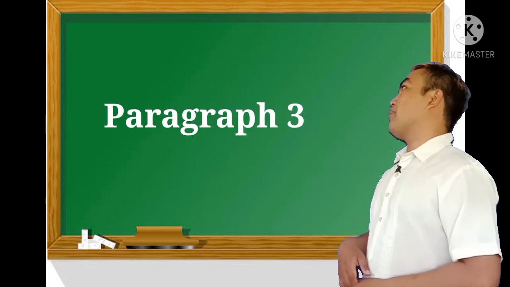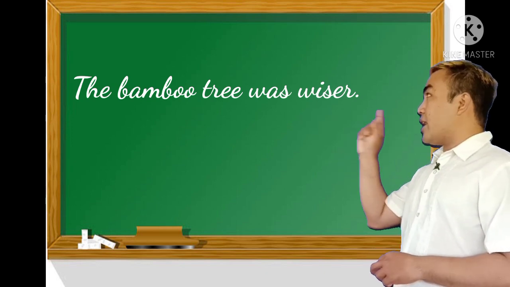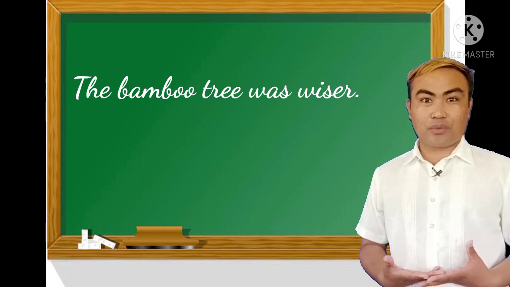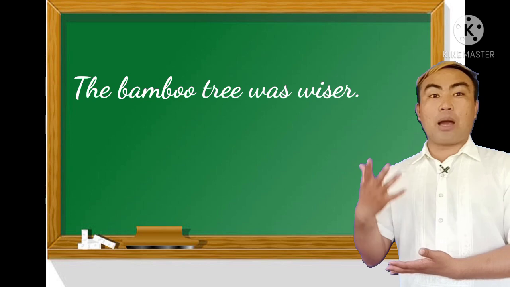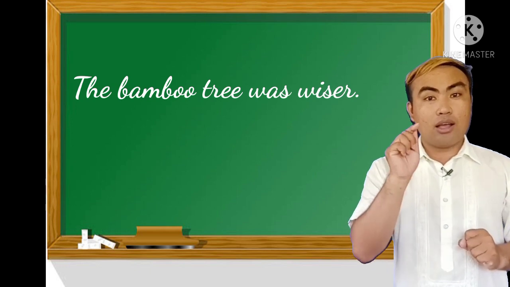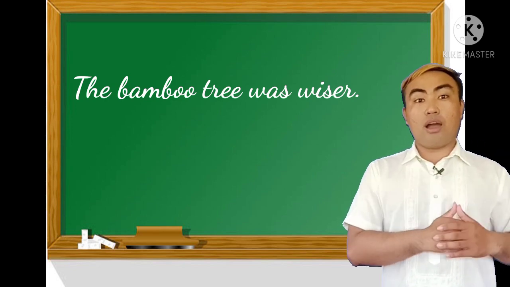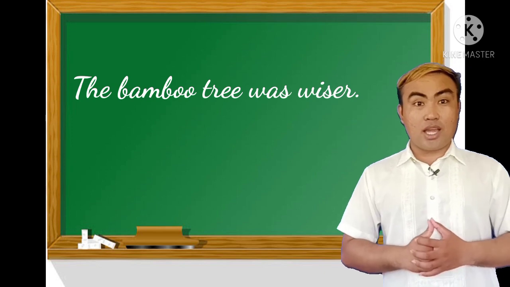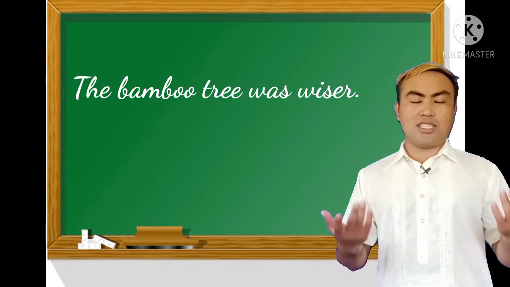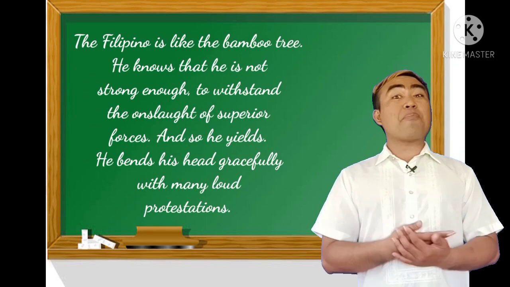Let's go with the third paragraph. The topic sentence of the third paragraph is seen in the first sentence, that the bamboo tree was wiser. That is the topic sentence that also has a relation to the main idea, because the bamboo tree resembles the Filipino people in terms of being flexible and not yielding to any challenges or any problem that he or she encounters. That Filipino is like the bamboo tree.